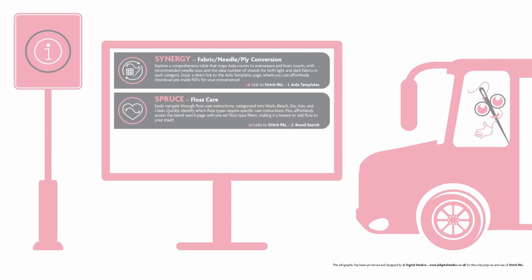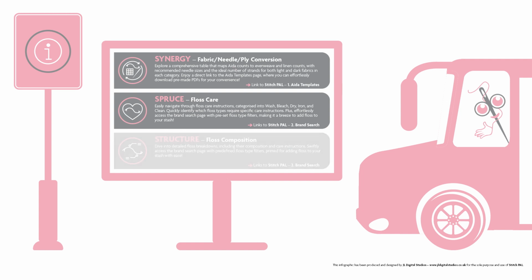SPRUCE within StitchPal allows you to easily navigate through floss care instructions, categorised into wash, bleach, dry, iron and clean. Quickly identify which floss types require specific care instructions. Plus effortlessly access the brand search page with preset floss type filters, making it a breeze to add floss to your stash.